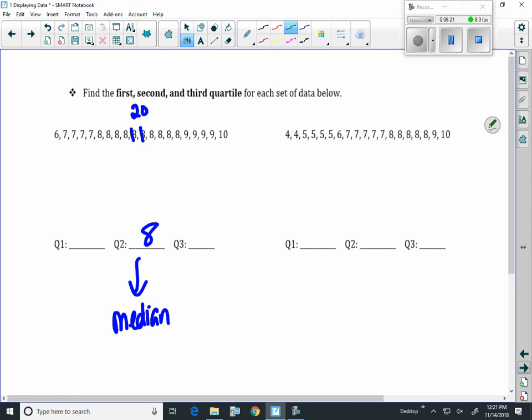So with quartile 1, we start here. Okay, I'm going to draw this big line here. We start here, and we basically find the middle of that first half. I like to cross them off. I think it's easier. 7.5. Yep, 7.5.